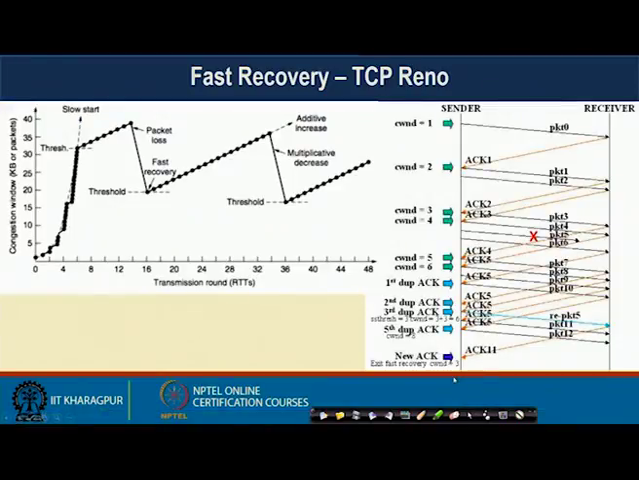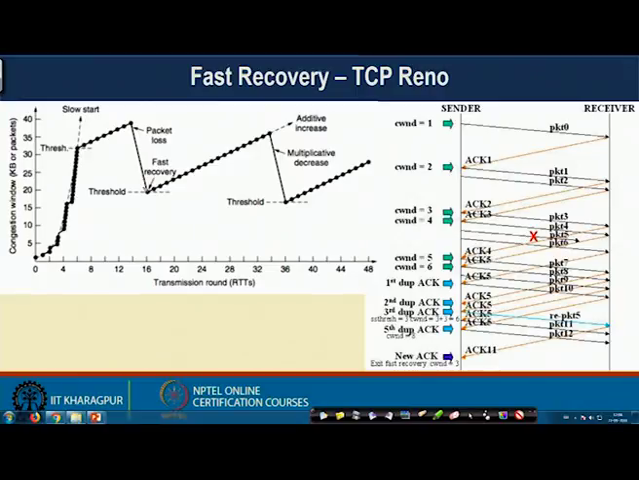So, this is the idea of fast recovery that has been incorporated in TCP Reno, the next version of TCP Tahoe. In fast recovery, initially you apply slow start up to the slow start threshold, then you go for additive increase. At this stage you have detected a packet loss through triple duplicate acknowledgement. Whenever you detect a packet loss through 3 duplicate acknowledgements, you reduce the congestion window value to the updated slow start threshold, that is half of the current window, and apply fast recovery at that point.